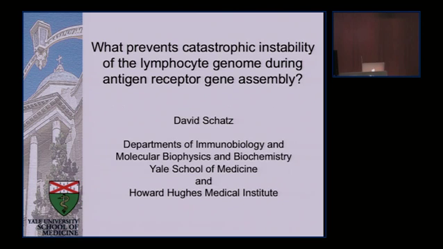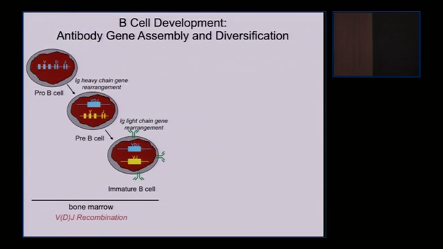So as Dave said, I'm in the Department of Immunobiology. I've been here for a couple decades now and have been for most of my career studying questions relating to the assembly of the antigen receptor genes and their diversification. So let me just put this in a biological context for those of you who don't think about lymphocyte development very often. Almost everything that I study is somehow involved in B cell development and antibody gene assembly and diversification.